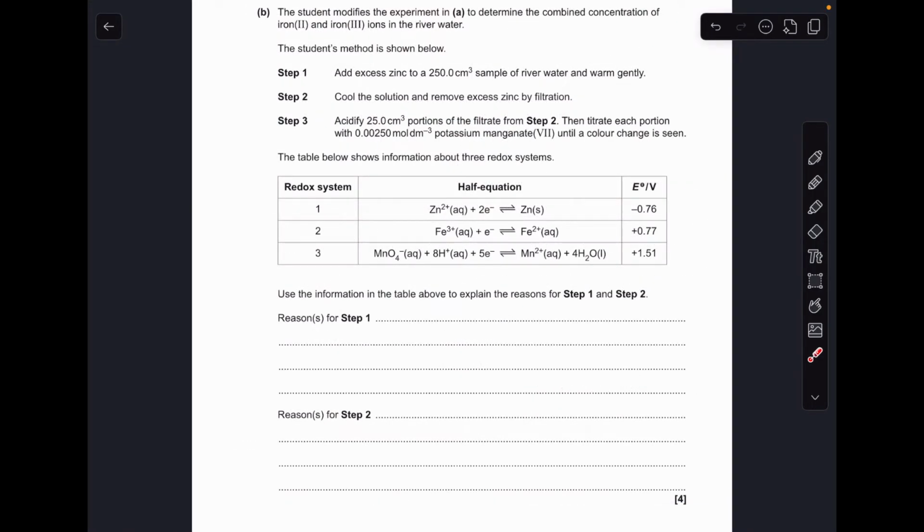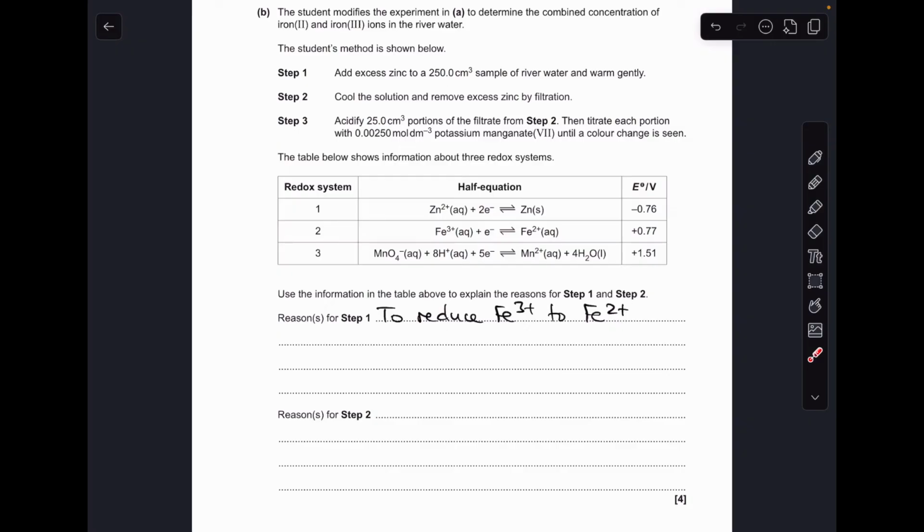So moving on to part B now, the first thing I'll do is look at the reasons for step 1 and 2, and then we'll finish off by using the electrode potential information in the table to explain why that happens. So reason for step 1, so what's happening in step 1, excess zinc has been added to a sample of the river water and warmed gently. So what is the purpose of that? Well, it's going to reduce the iron(III) ions in the river water down to iron(II).